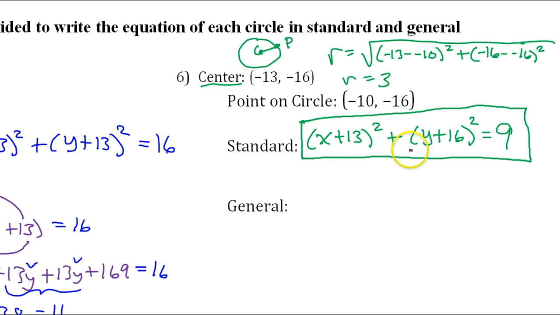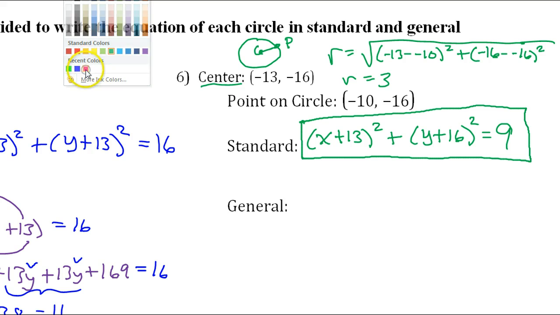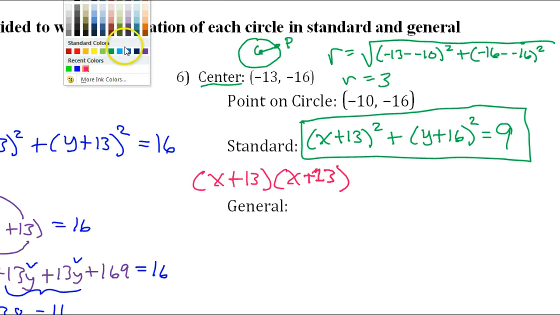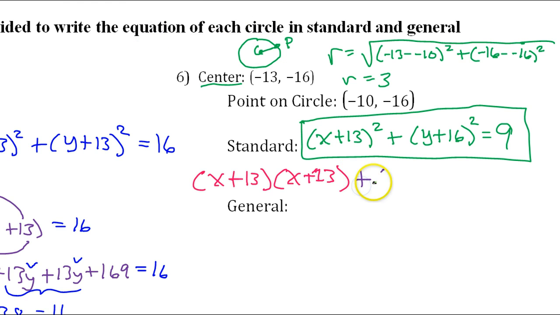Now the general form is the one where I multiply it all out. So I'm going to do that. So I need to do x plus 13 twice. Okay, that's an ugly 13. Let me just try that again. Alright, still ugly, but whatever. I'm not doing it again. And then I like to switch colors for the y part. So I'm doing y plus 16 times y plus 16. And that equals 9.